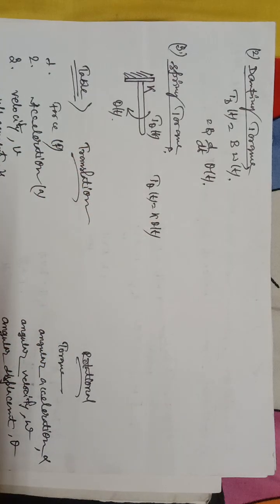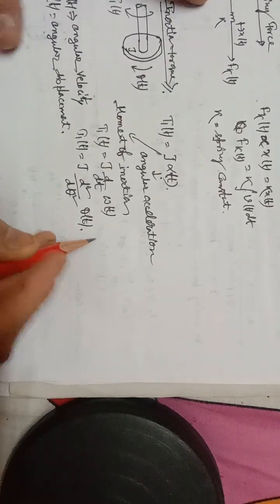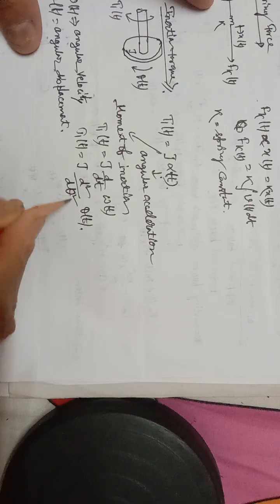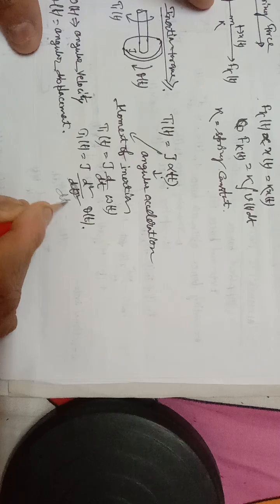Now one thing here, a mistake here, look at this one: J into d theta.